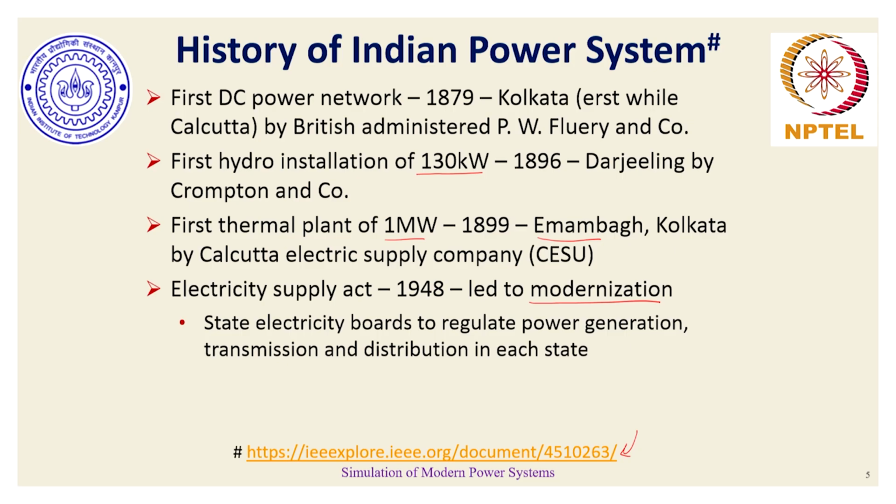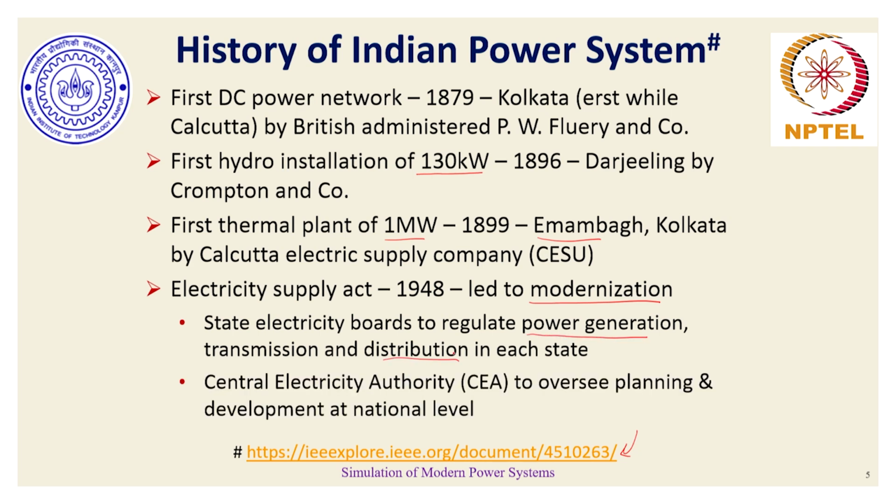As a result, different states that came up as part of the Constitution of India had different electricity boards, which were given the responsibility to regulate their own power generation, transmission and distribution. And at the national level, we had the Central Electricity Authority to oversee the planning and operation of the entire Indian power network, which was still disintegrated. Interconnection was still not possible.